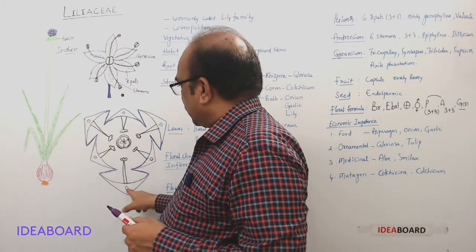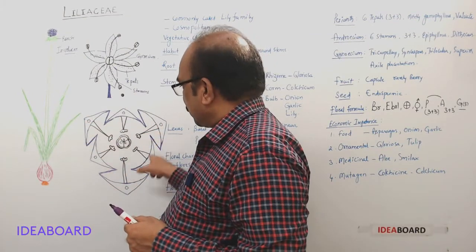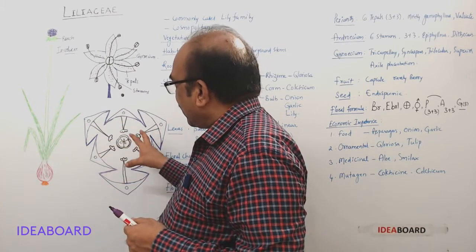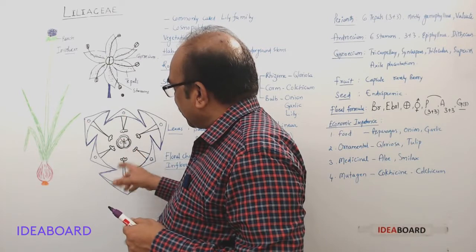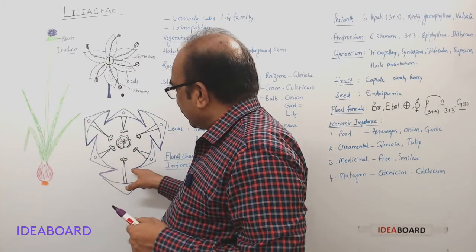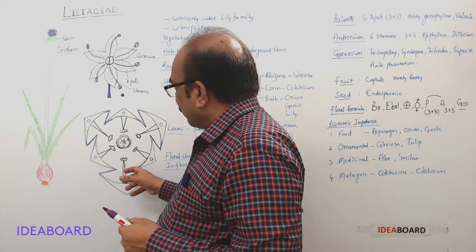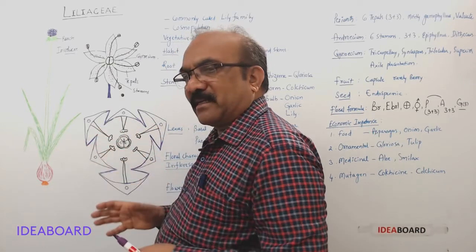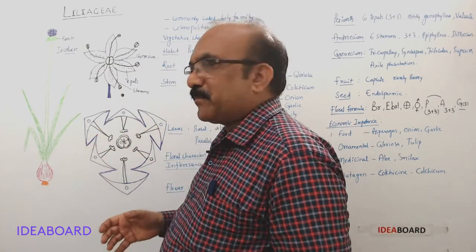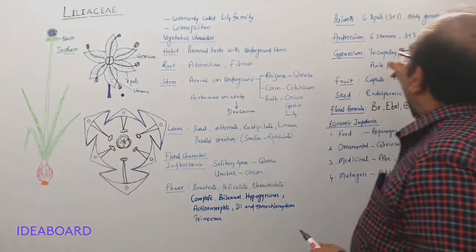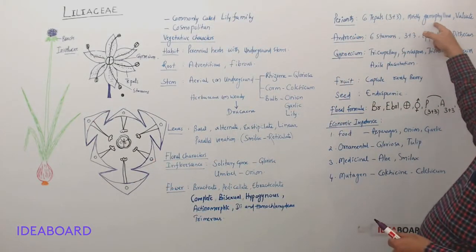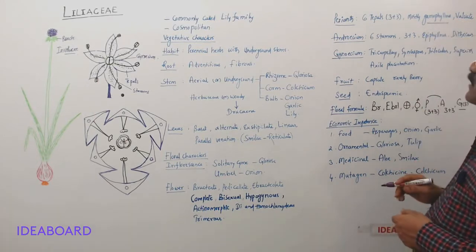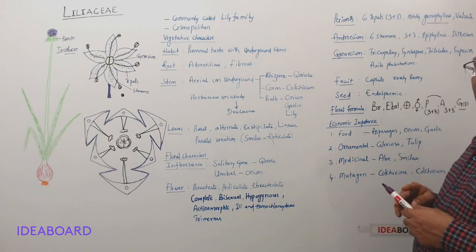One, two, three. These three are in the first whorl, and these three are in the second whorl, and the first whorl tepals are attached to second whorl tepals. So whenever you pull out the perianth, the whole perianth comes out at a time like a tube. So that's what you have to understand. So the term that is used is gamophyllous. I hope you are understanding.